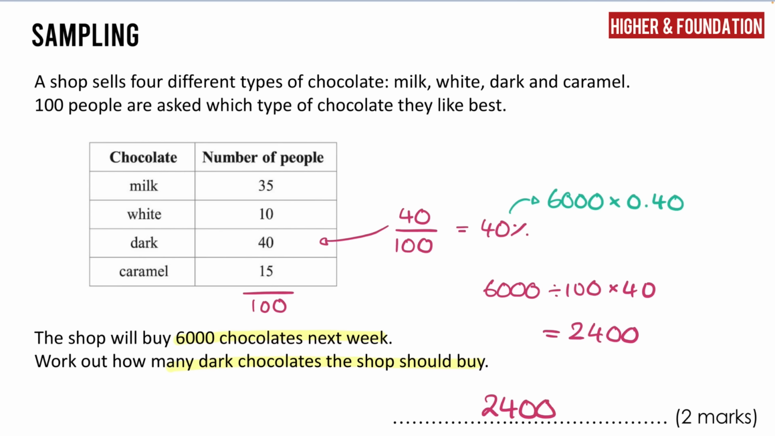Now, of course, sometimes we make assumptions when doing this sample, and we are making an assumption here. We are assuming that the sample represents the rest of the people that are going to come and buy these chocolates. But there we go, there is some sampling.